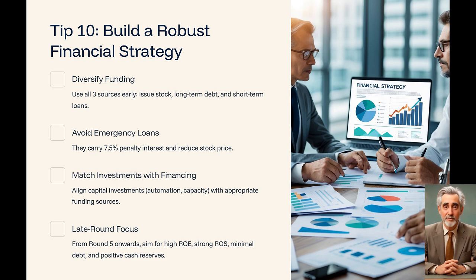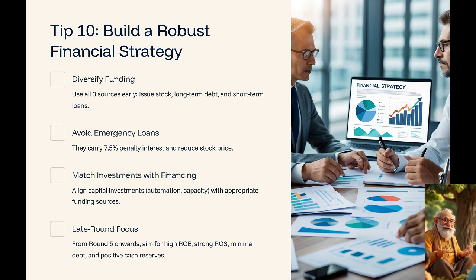Always match capital investments, automation, capacity, with financing. Repay loans in later rounds to improve ROE and stock price from round 5 onwards. Aim for high ROE, strong ROS, return on sales, minimal debt, positive cash reserves. These will improve your balanced scorecard, drive your stock price, and ultimately give you the 999 out of 1000 score.